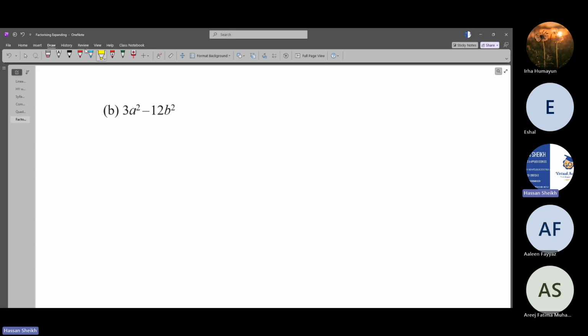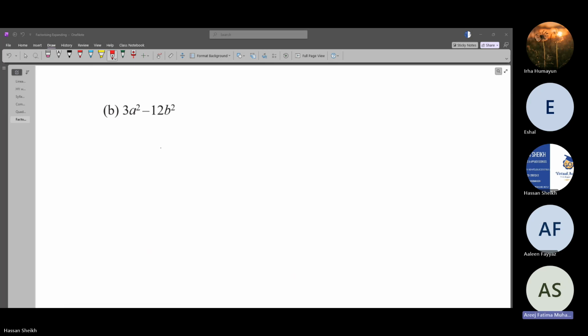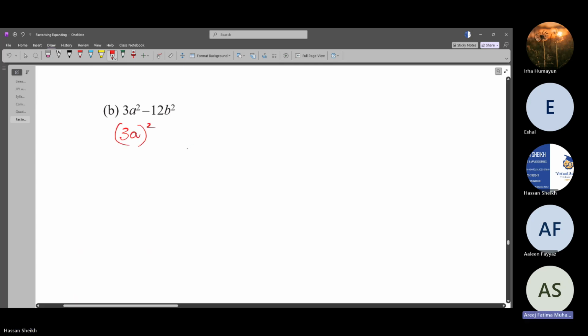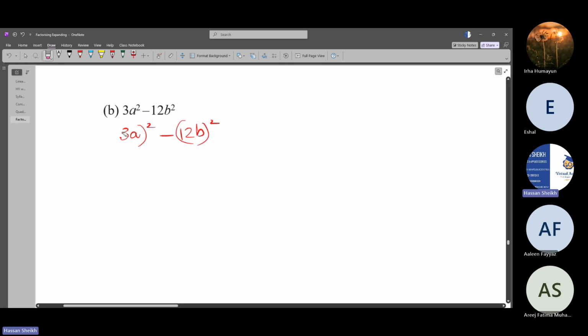Okay, Areej, could you please help us solving this one? Or just pass if you didn't understand the question. We'll write 3a squared, minus 12b squared. But no, you can't do this. 3 is not a square number. 12 is not a square number. So what should we do now? This is not applicable here.